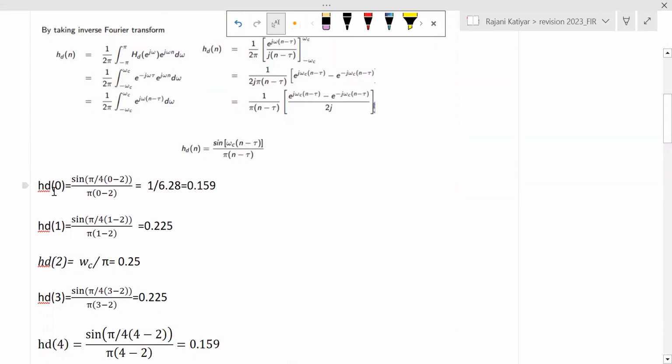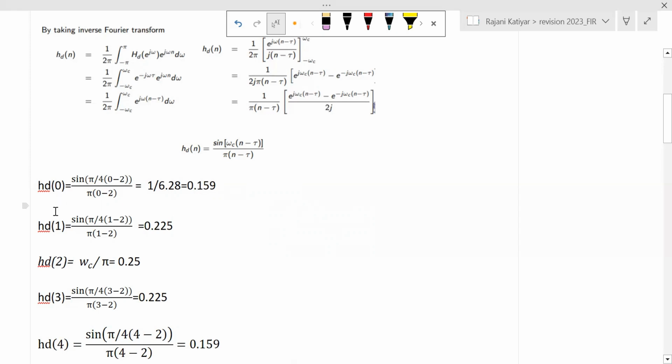So then the equation becomes HD0 is equal to sine of omega c, value given in the question is the cutoff frequency, that is pi by 4, and small n is 0, and the tau given here again is 2 upon pi into small n is 0, and then tau value is 2. If you simplify this particular equation, it is sine of minus pi by 2 upon minus 2 pi. We all know sine of minus theta is minus sine theta, and the denominator also having minus 2 pi, so minus minus will get cancelled and we are left with the value of sine of pi by 2 upon 2 pi, which can be further simplified and the value is coming as 0.159. This is the filter coefficient at n is equal to 0.